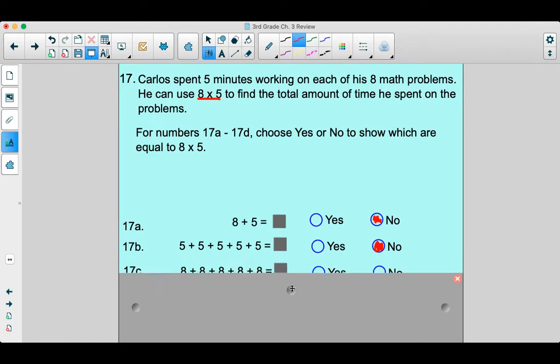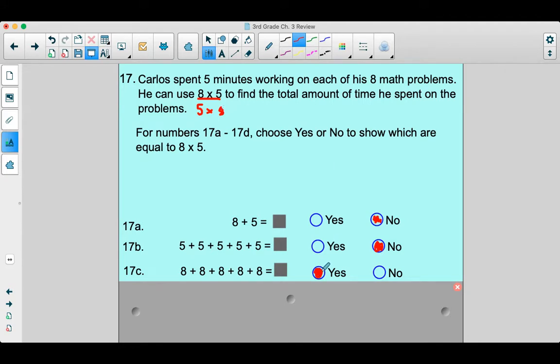All right. 17C. They've given us groups of 8 now, and let's check out how many groups of 8 we have. 1, 2, 3, 4, 5. So this is 5 groups of 8, and we know 8 times 5 is actually equal to 5 times 8 because of the commutative property of multiplication. So the answer to this one is yes, it is the same.